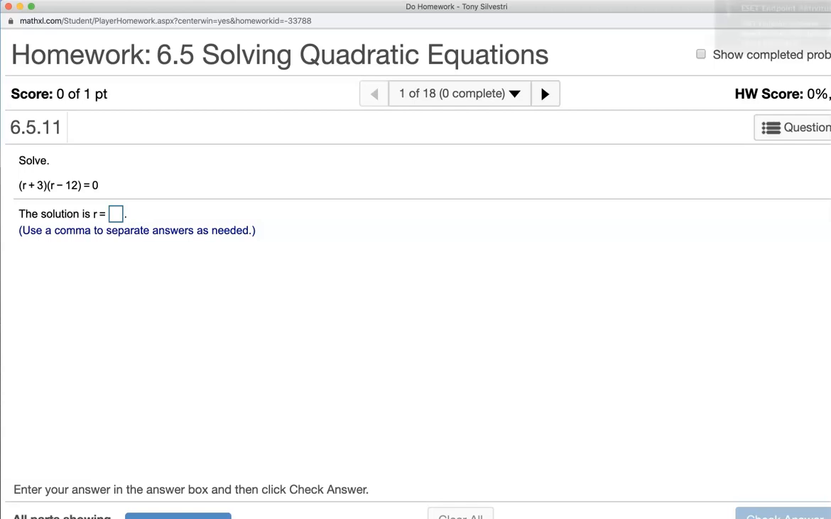Welcome to Solving Quadratic Equations. That's section 6.5. This is the last section of chapter 6.